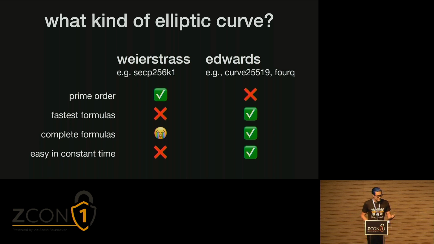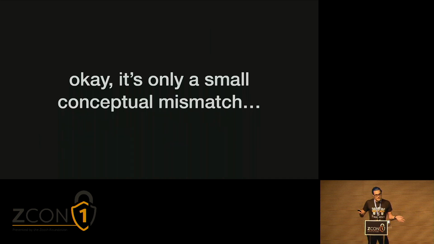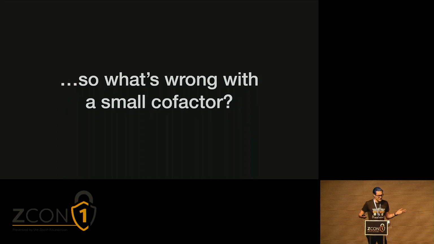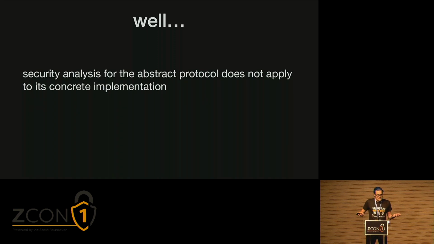So you might ask, okay, it's only going to be this small conceptual mismatch where we wanted a prime order group and instead we got this other thing, there's an extra factor of 4 or 8 or something. So what could possibly go wrong? Well, the big problem, fundamentally, is that your security analysis for some abstract protocol, which some person has written down generically, does not actually apply to whatever concrete implementation you have.